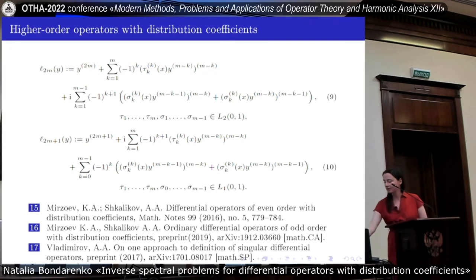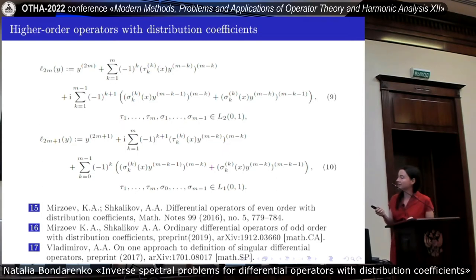So in this talk, this talk is focused on the inverse problems for the higher order differential operators with distribution coefficients generated by the differential expressions of the following forms, 9 and 10. They are defined slightly differently for even order 2m and for odd order 2m plus 1. Here, tau k and sigma k are the coefficients.